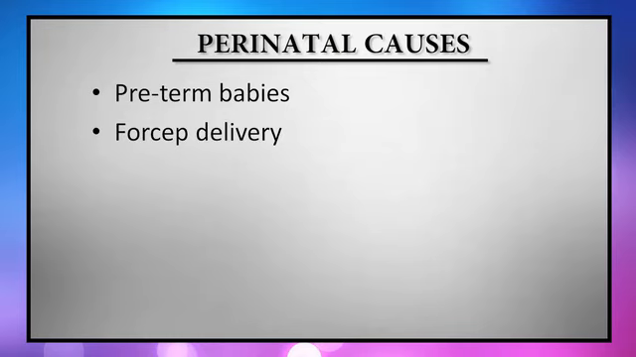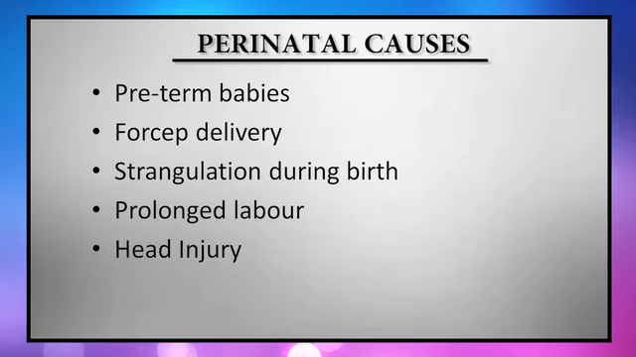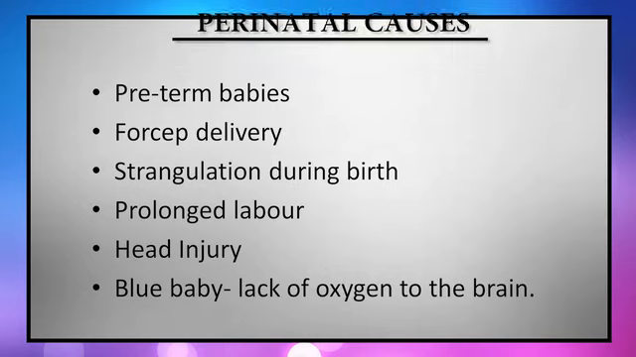Forceps delivery, where there may be a head injury, strangulation during birth. At times during birth, the umbilical cord gets strangulated in the baby's neck, and that may lead to deficiency of oxygen in the brain. Prolonged labor, again this can lead to deficiency of oxygen. Head injury during birth. Blue baby, that is lack of oxygen to the brain. So these are some of the perinatal causes.